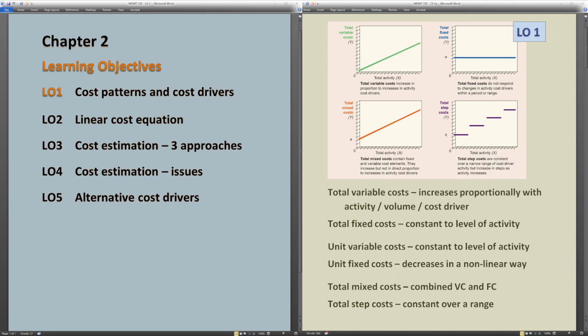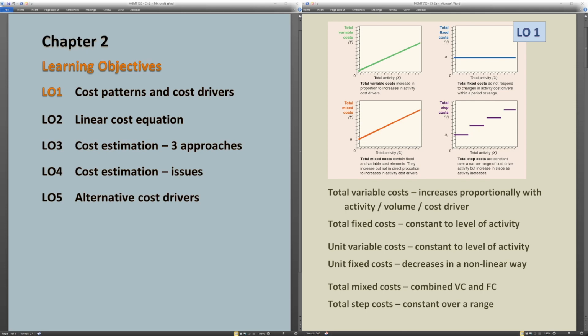I would say the overall focus of this chapter is to introduce us to one of the basics of managerial accounting, in that we study costs so that we can use them to help us make decisions. And in this particular chapter, we're going to learn how to identify costs and their behavior and use that to our advantage to create a cost estimator.